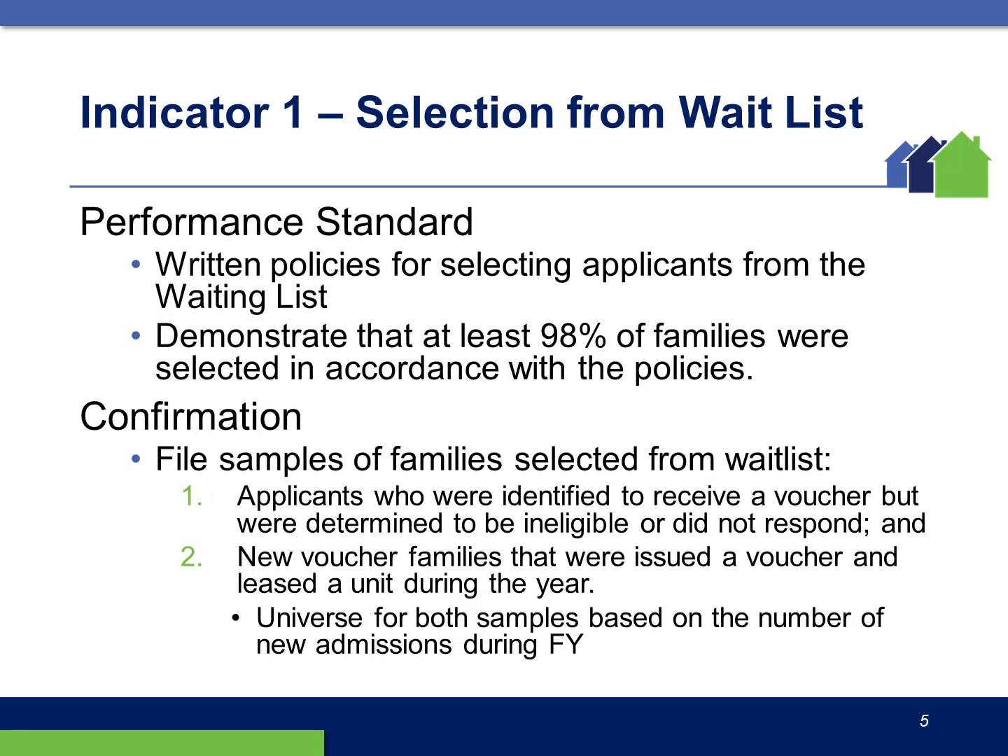For Indicator 1, HUD wants to ensure that the PHA has written policies for selecting applicants from the waiting list and can demonstrate that at least 98% of families were selected in accordance with the policies. To confirm this, the PHA must review two separate samples of families selected from the waitlist. 1. Applicants who were identified to receive a voucher but were determined to be ineligible or did not respond. And 2. New voucher families that were issued a voucher and leased a unit during the year.